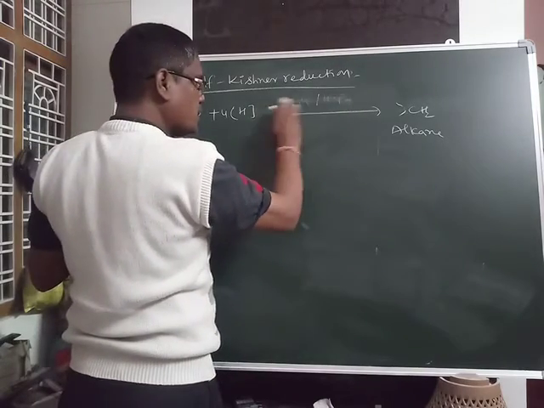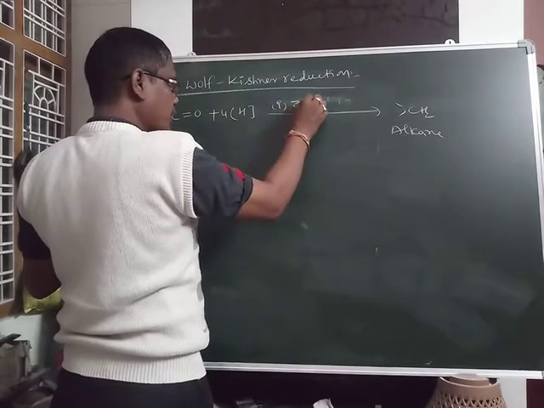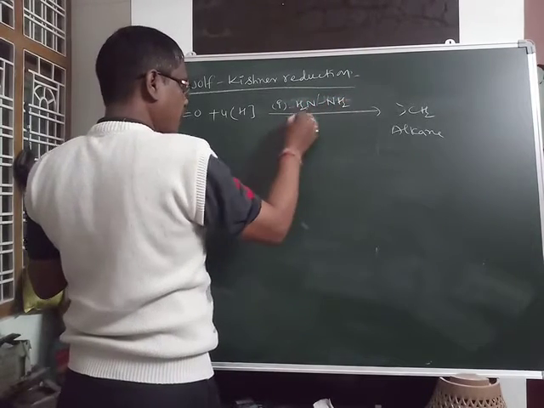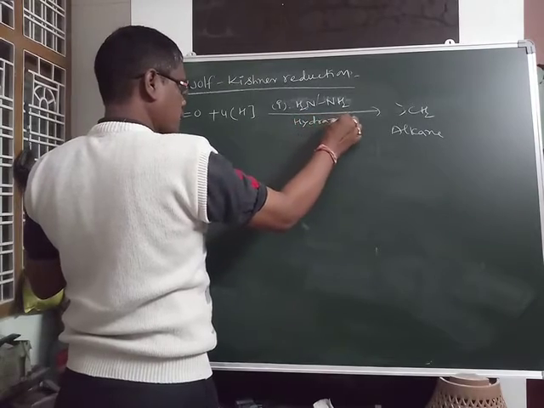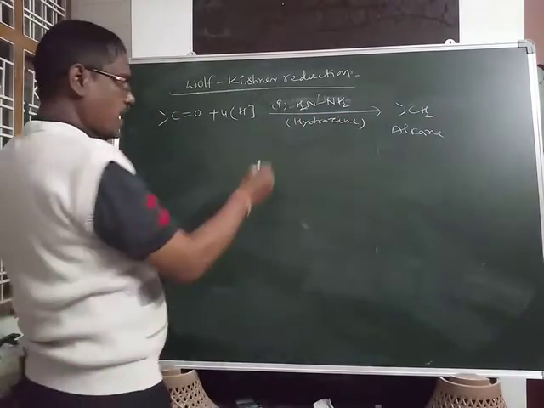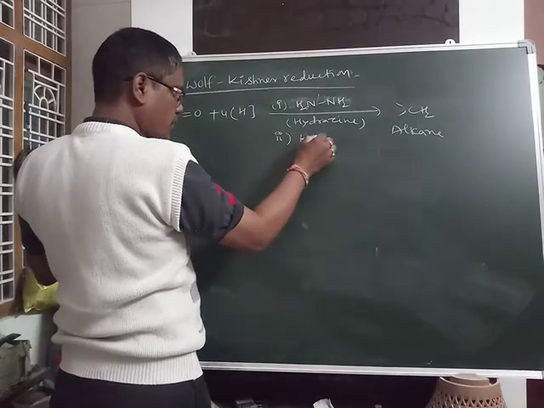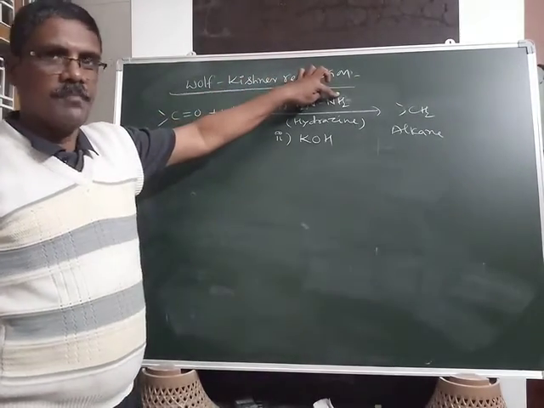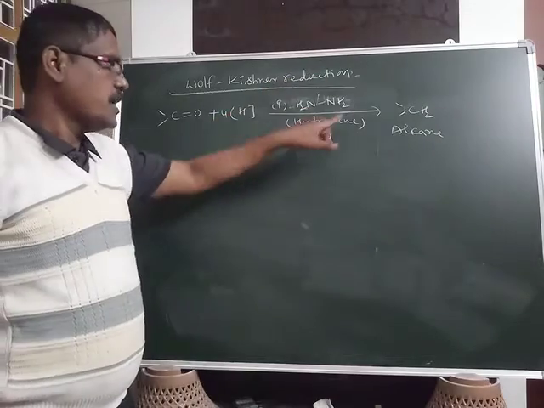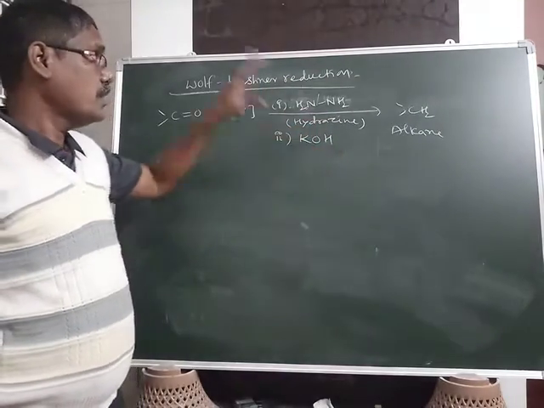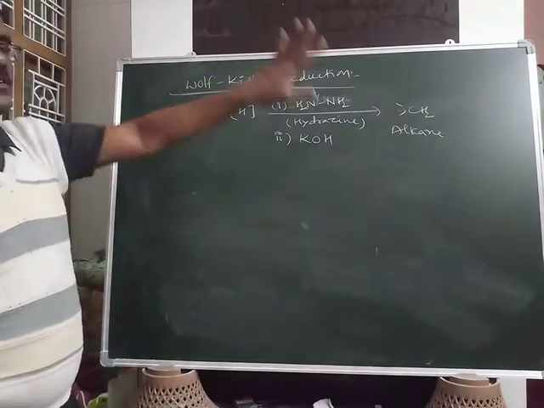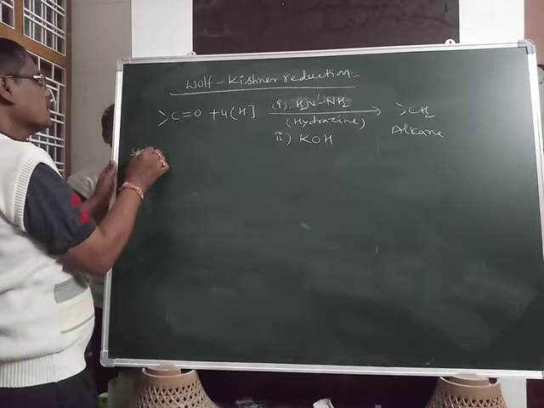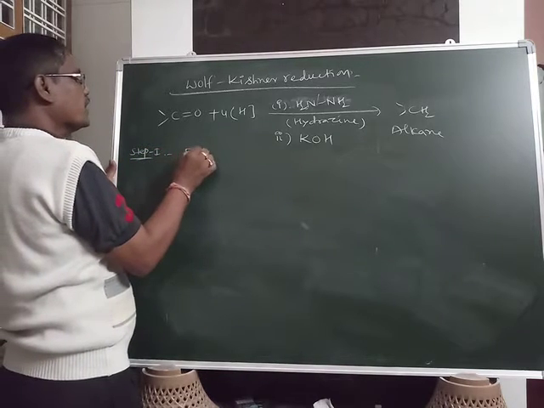Instead of zinc amalgam and HCl, I am taking hydrazine, H2N NH2. This is called hydrazine, with hydrolysis using KOH. So zinc amalgam is replaced by hydrazine and HCl is replaced by KOH, and Clemmensen reduction changes into the Wolff-Kishner reduction. But what is the mechanism? Step 1 is formation of hydrazone.